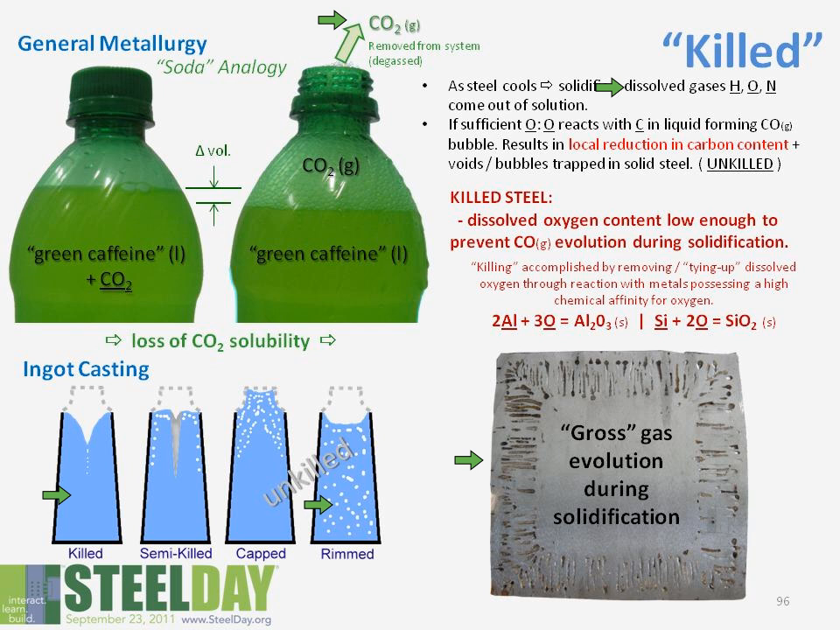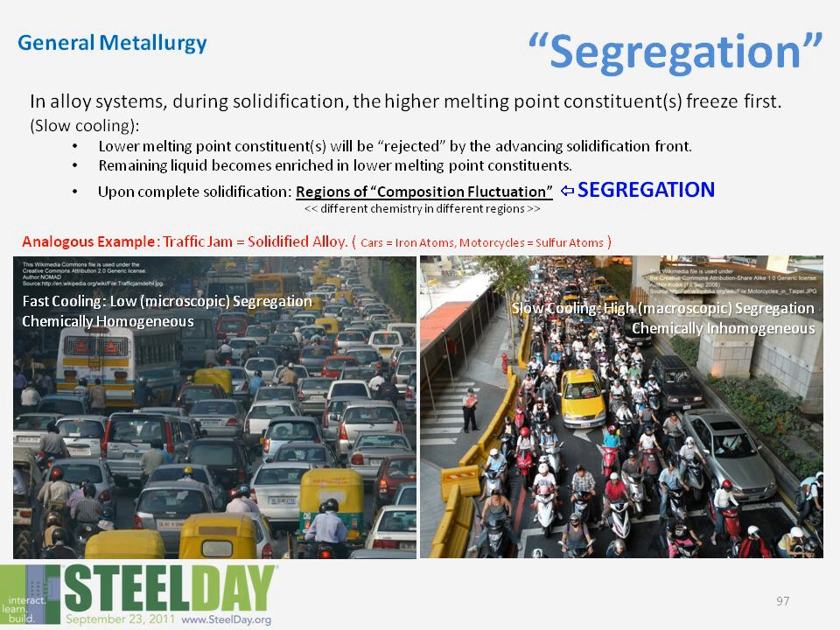We also talked about segregation. Segregation is a time-temperature process. When a solidification front moves forwards, the higher melting point constituents will want to solidify first. They will actually reject lower melting point things. So as a solidification front moves through a liquid, it becomes enriched in the lower melting point constituents. As a result, we get regions of fluctuating compositional constituency.